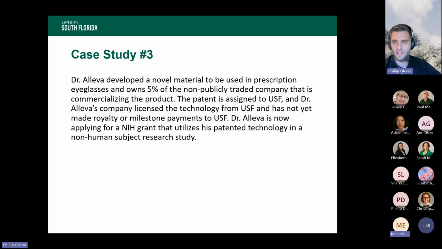So the SFI here is the ownership of 5% in the non-publicly traded company. This ownership interest is in an entity related to the research. And we're talking royalties, payments to USF as well. We're also getting involved in an NIH grant. So yes, this SFI will need to be disclosed to the COI office, and we will implement a management plan and mitigate this.